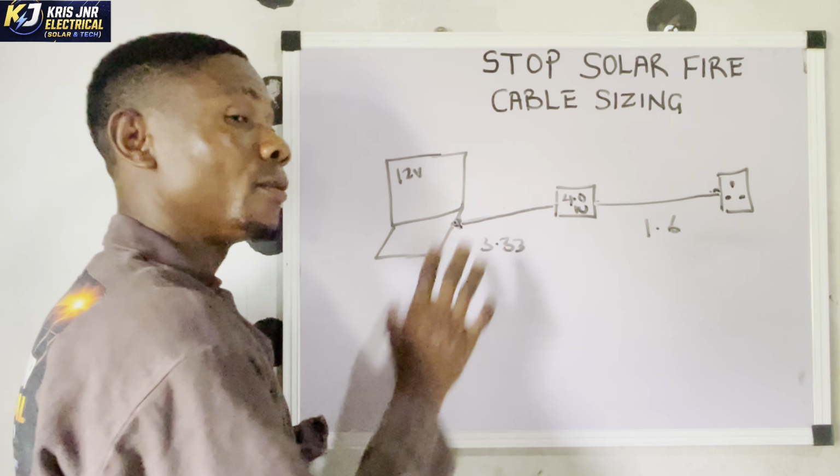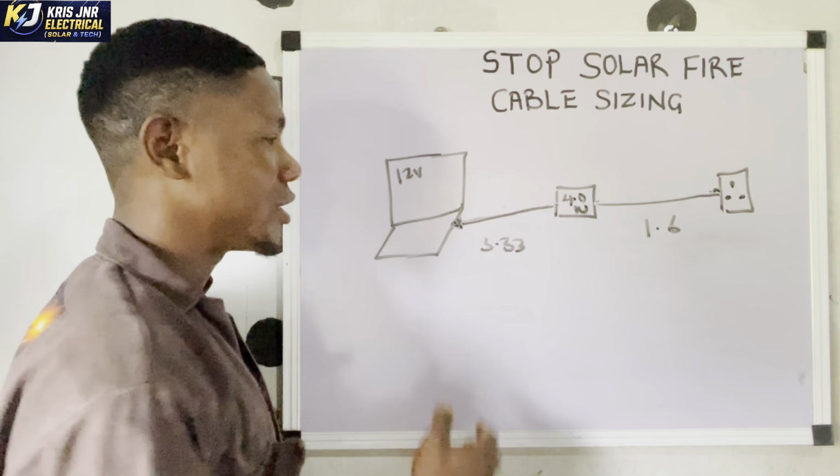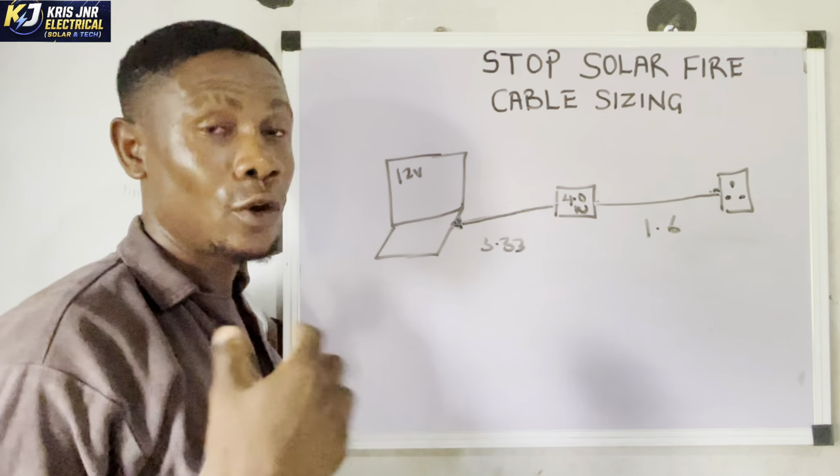Okay, so wherever you see cable in a solar system, always use your cable sizing formula, which is current equals power over voltage, and do your calculation so you're able to get your power. Okay, so that is for the charger analogy. Now let's go to our DC system. Anywhere you see cable, take note.